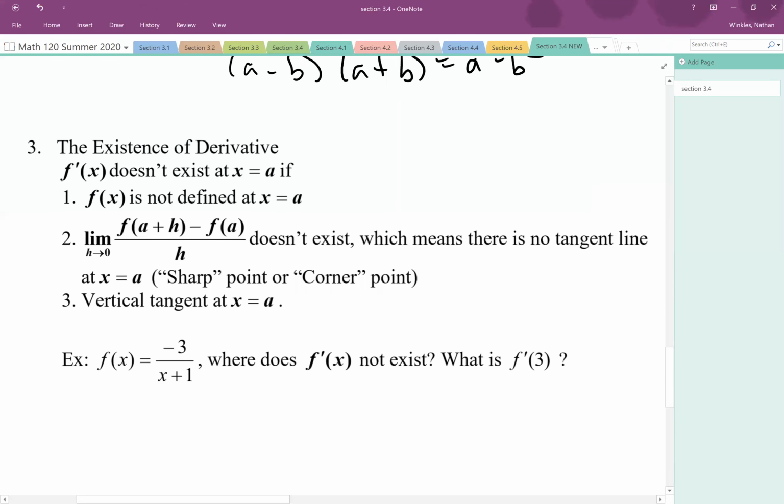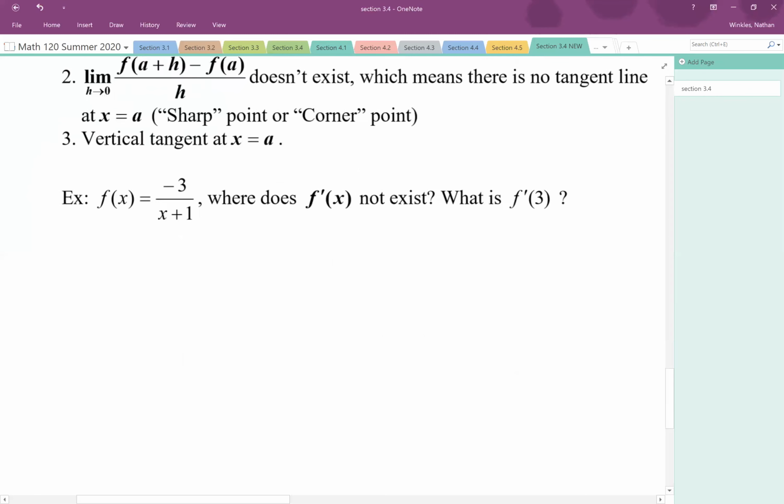The second thing: it does not exist at x equals a if the limit as h goes to 0 of f of a plus h minus f of a, all over h, doesn't exist, which means there is no tangent line at x equals a. That happens at sharp points, corners, jumps, discontinuities, and vertical asymptotes is our next place. So for a vertical tangent line at x equals a, normally any rational function that has x in the denominator is going to have a vertical tangent line somewhere, which is where the derivative does not exist.